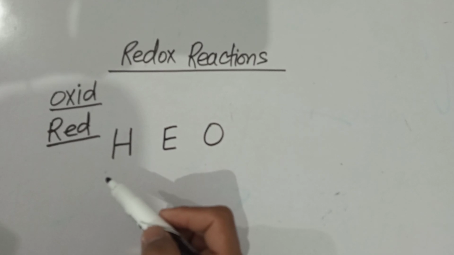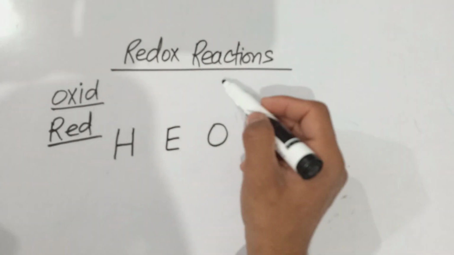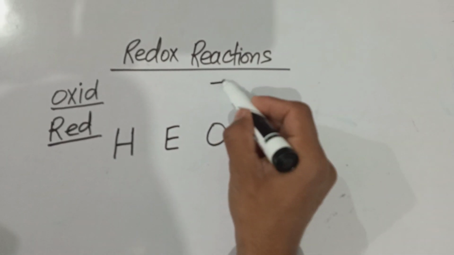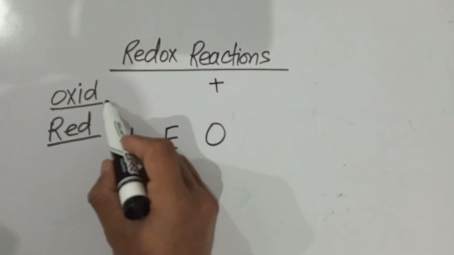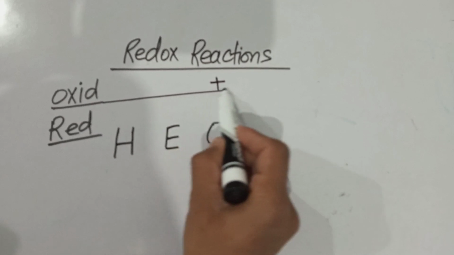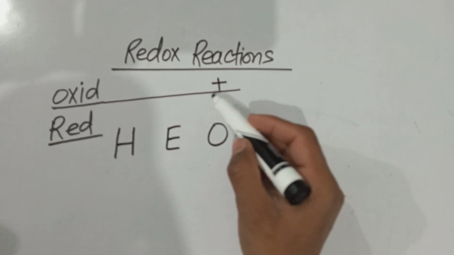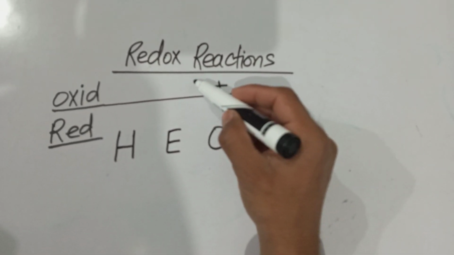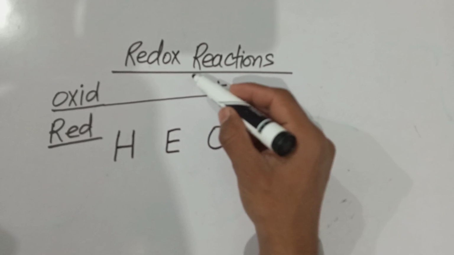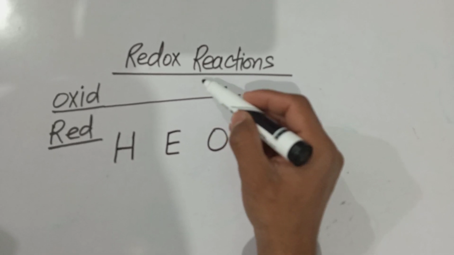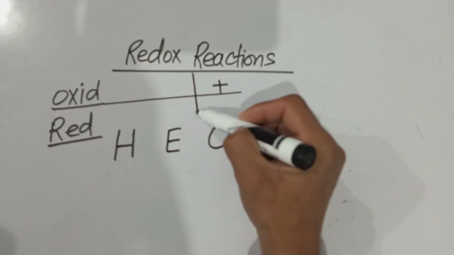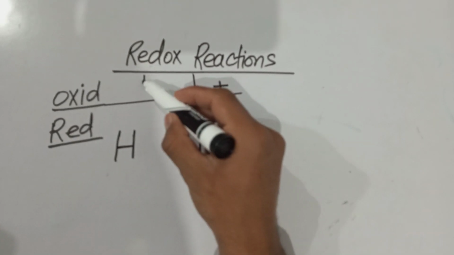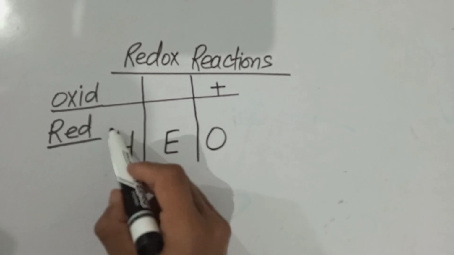In order to memorize these tricks, you can write here plus above oxygen in case of oxidation. It means that if an element absorbs oxygen, in other words, if oxygen is added to an element, then the element undergoes oxidation.